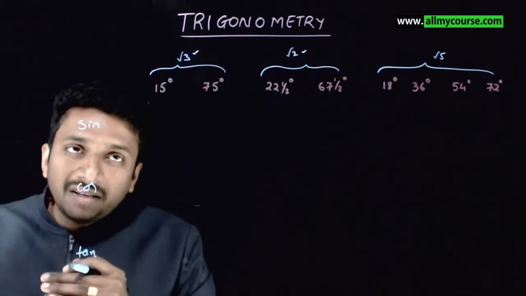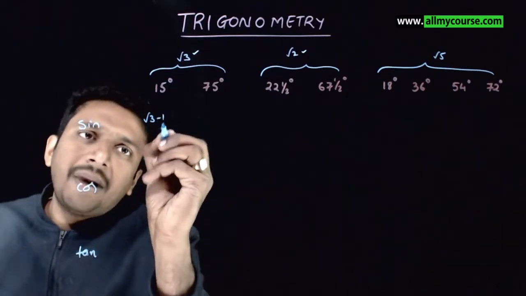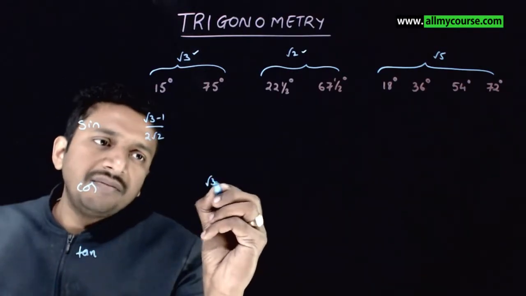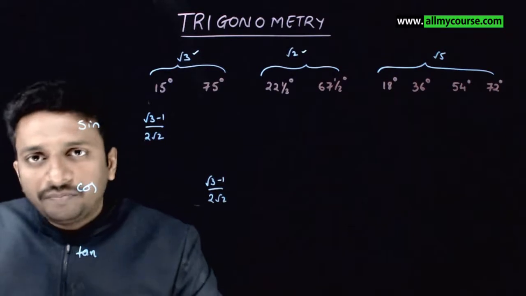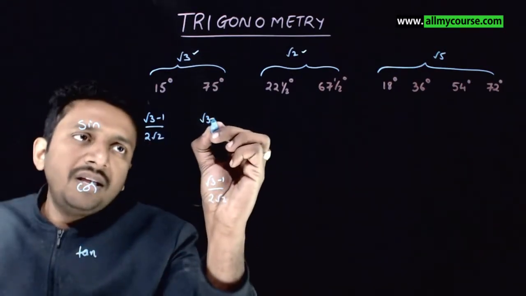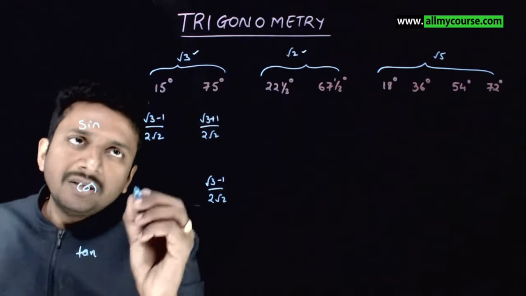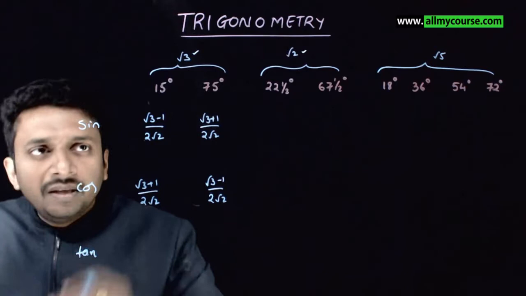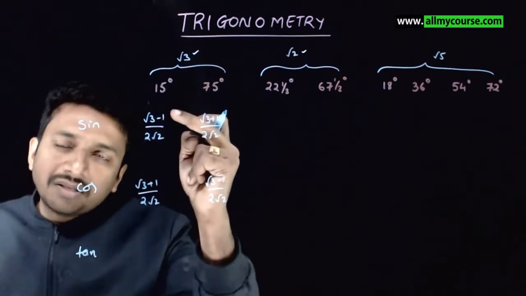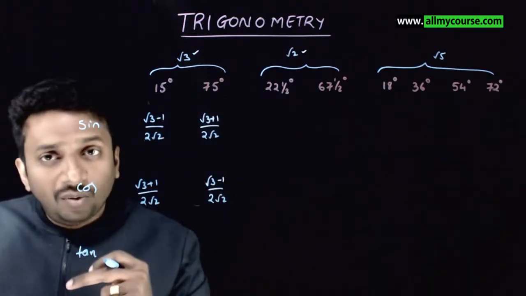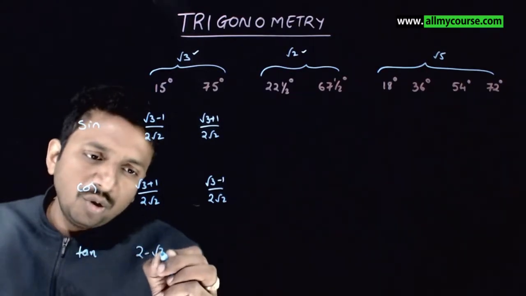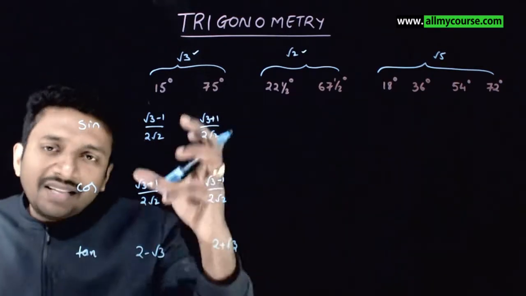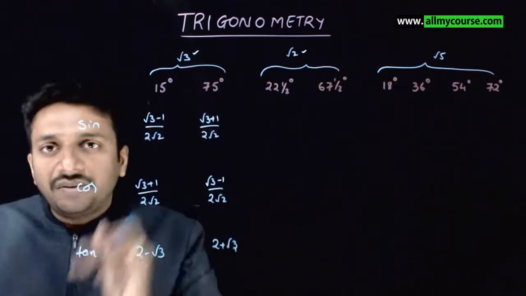So now sine 15 is root 3 minus 1 by 2 root 2. Cos 75 is also root 3 minus 1 by 2 root 2. And sine 75 is root 3 plus 1 by 2 root 2. So cos 15 is also root 3 plus 1 by 2 root 2. Now tan is nothing but sine by cos. I can write it as root 3 minus 1 by root 3 plus 1, or I can simply write it as 2 minus root 3 and 2 plus root 3. So these are the 6 numbers corresponding to 15 and 75 degrees.